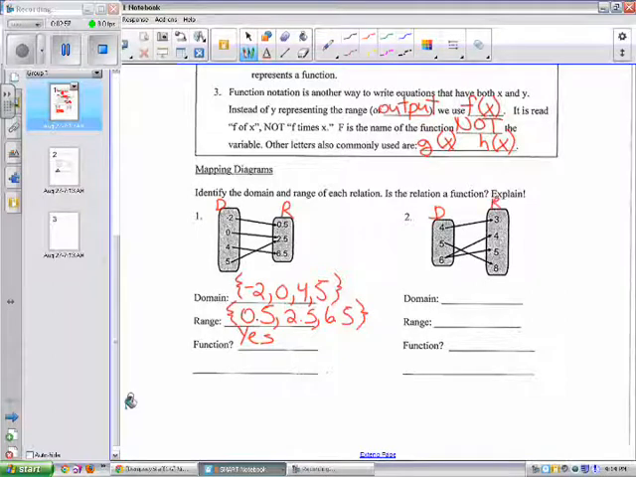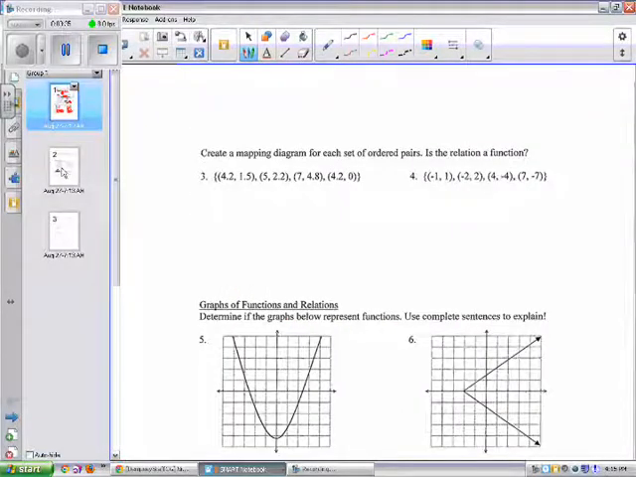And then if we look at the second one, we've got our domain on the left and range on the right. Our domain is 4, 5, 6 in our fancy brackets. Our range is 3, 4, 5, and 8. We have to decide if this one's a function. Well, we have the number 6, it's paired with 4 and 5. So if an x value is paired with more than one y value, then no, it's not a function. It's still a relation, but it's not a function.